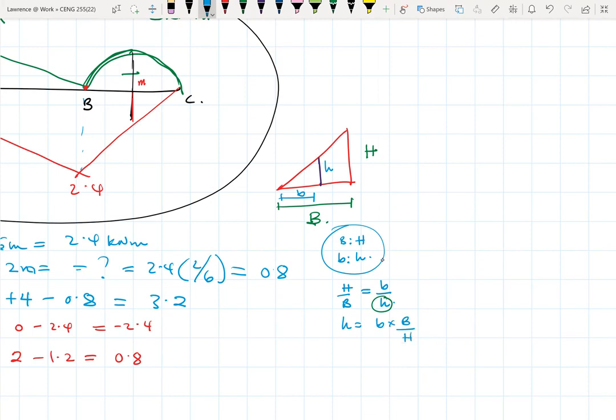Is it not supposed to be big H over big B equal to small h over small b? It comes down to the same thing. Yes, you're right, sorry. It's small h over small b, so h is simply big H over big B times small b. So there's the principle of similar triangles.